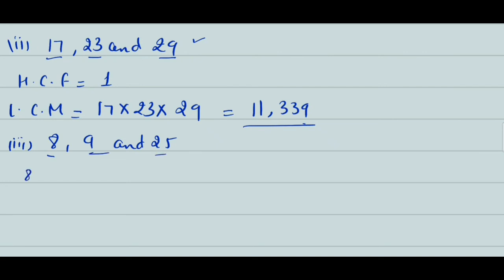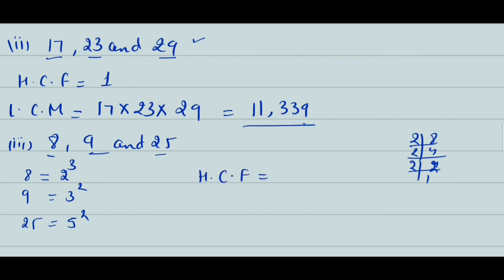Last question here, we have to find the HCF and LCM of these three numbers 8, 9 and 25. We know prime factorization, if we find the factors of 8, we'll get 2 into 2 into 2, which means 2 raised to power 3, and 9 we can write as 3 raised to power 2, and 25 we can write as 5 raised to power 2. So what is the HCF of these three numbers? We don't have any common factor except 1. So 1 is the HCF of these three numbers.